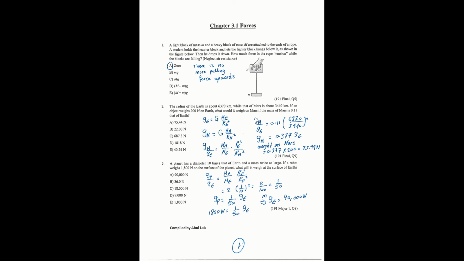Of course, there will be a force of gravity which is pulling the two blocks down. However, we're talking about the tension force which is up. There will be no more pulling tension force.